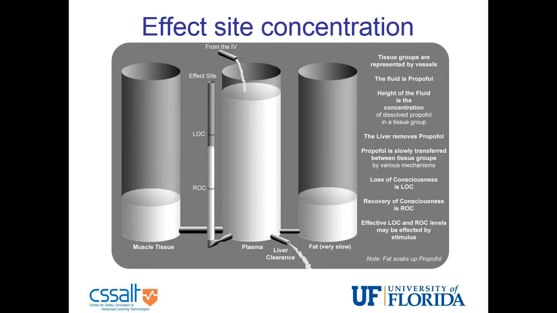In the middle, you have the plasma, that's also called the central compartment. Then you have the fat compartment, which is very slow. Generally, you can skip it unless you are modeling propofol use in the ICU over days, then this compartment becomes relevant. And then you have the muscle and tissue compartment, which is the faster compartment. And then the narrow cylinder here is the effect site compartment. We are showing it narrow because it has no volume. And it is also, in many ways, the pharmacodynamic compartment.